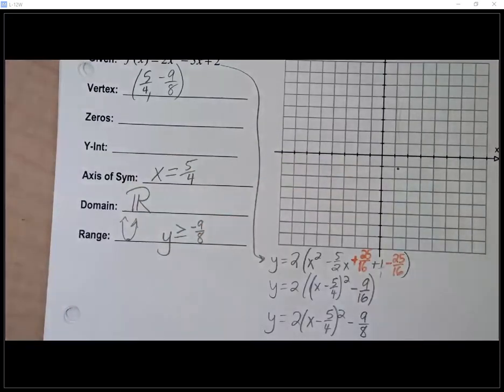Does that make sense? Okay, so all of those things I can basically get just by finding the vertex. So now all I have left are to find the zeros and the y-intercept. Let's do the y-intercept because that's super easy.